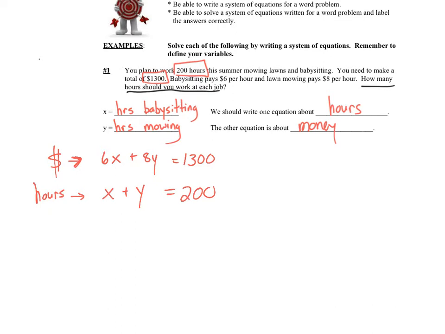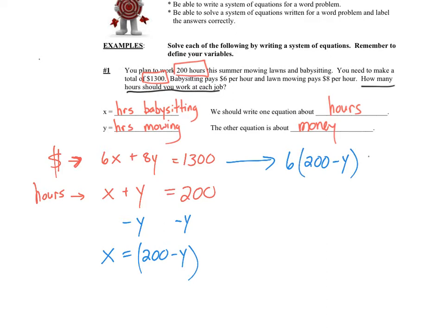So if I take the second equation, let's solve the second equation for x. So you subtract y to get x equals 200 minus y. All right, so we found out what x is. Now take your first equation, and you're going to substitute in there. So 6 times (200 minus y) plus 8y equals 1,300. And now we solve for y.